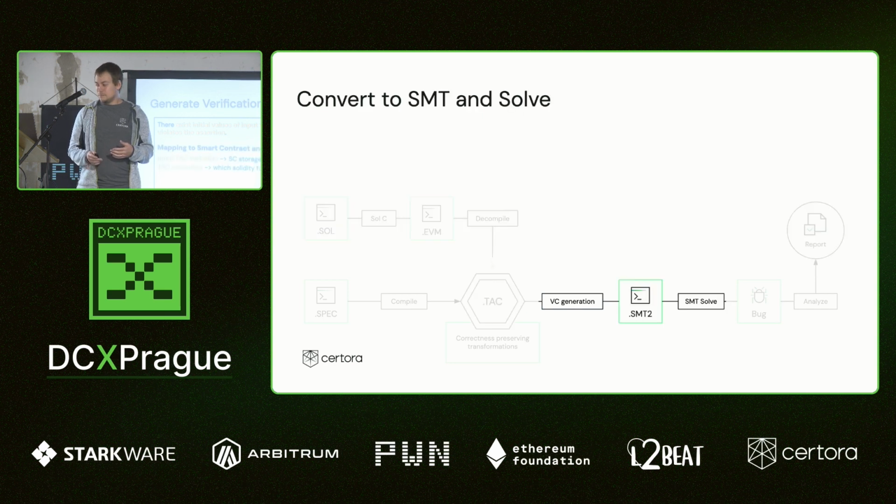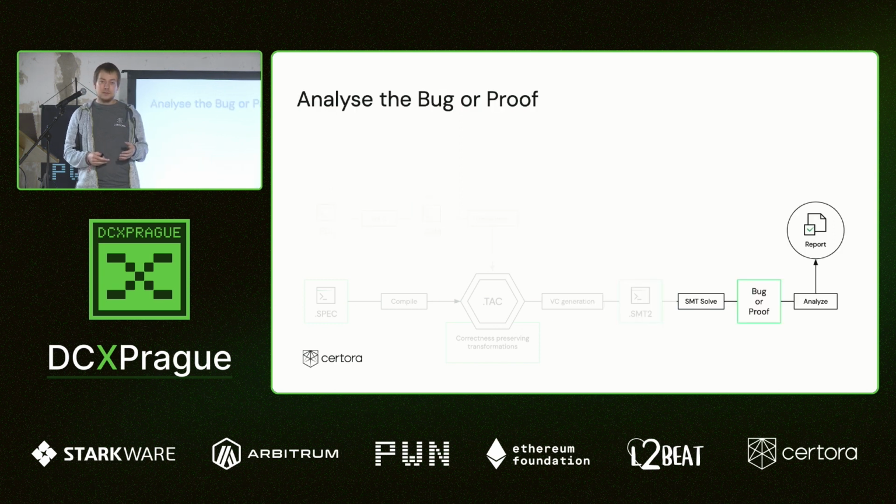The very next step is that we take this formula and convert it to something called SMT. It's an input for solvers for logical formulas. Then we apply these SMT solvers, which are developed by universities or by Microsoft, for instance, and we check if the formula is satisfiable or not. If it is satisfiable, we get the execution of the smart contract that violates the specification. If it is not satisfiable, we have the guarantee that there is no execution that violates the specification.